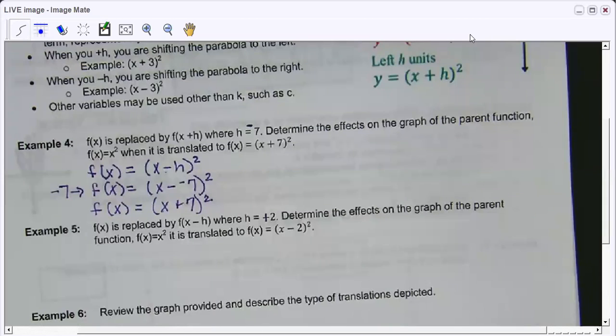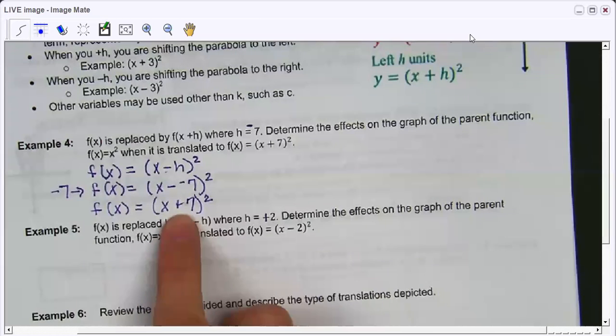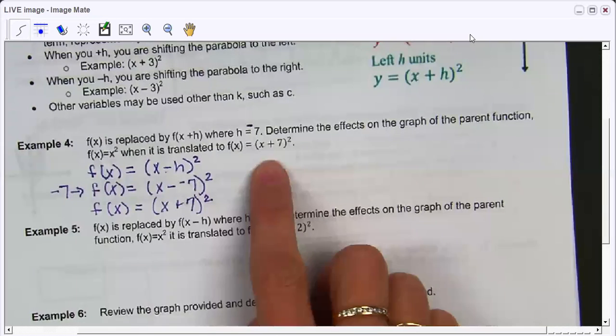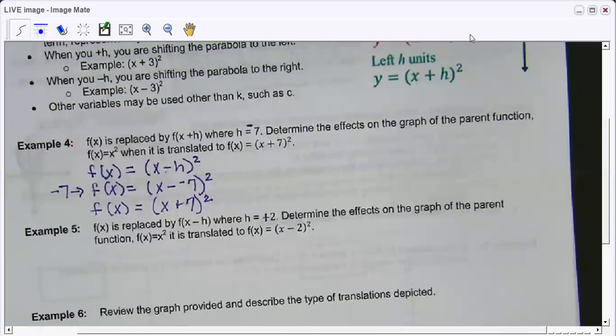If you're describing a translation based solely on the equation and you see a positive number as h, it's going in the opposite direction of what you think, because it went in as a negative. So it's going to go to the left. In describing this, you would say the parabola is being shifted 7 units to the left. I want you to write that down right here.